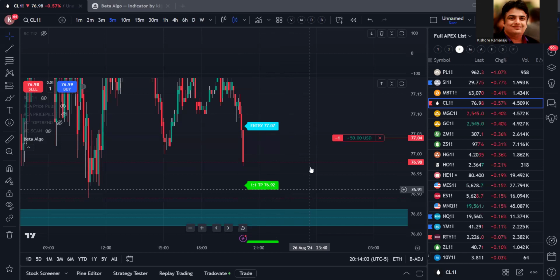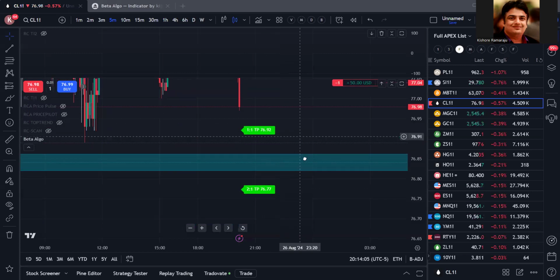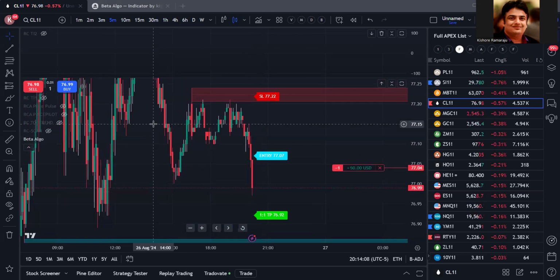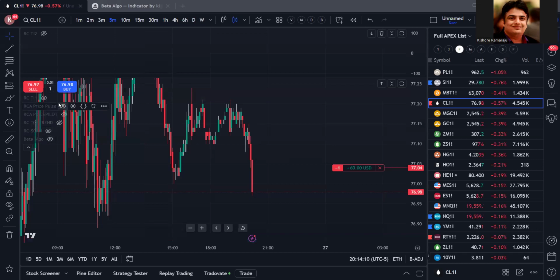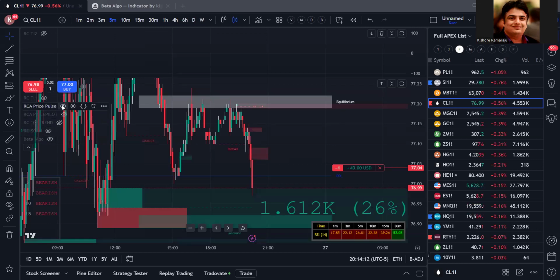This is your first target. This is your second target. So beta gave us that confidence. Then we are not just depending on one. We are also looking at everything being bearish. All the time frames are bearish. So we got confidence number two.